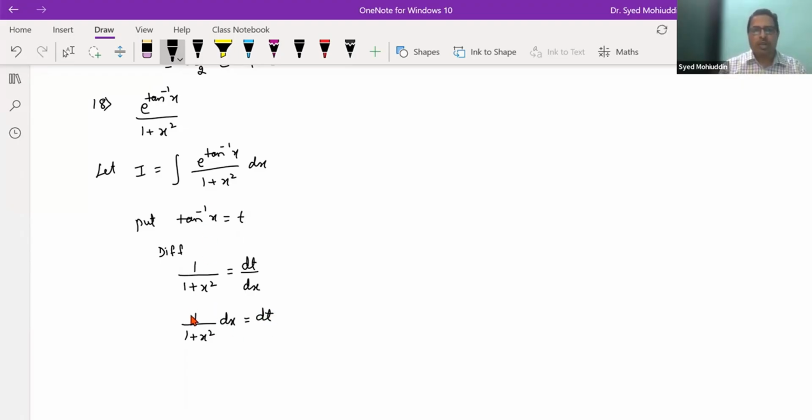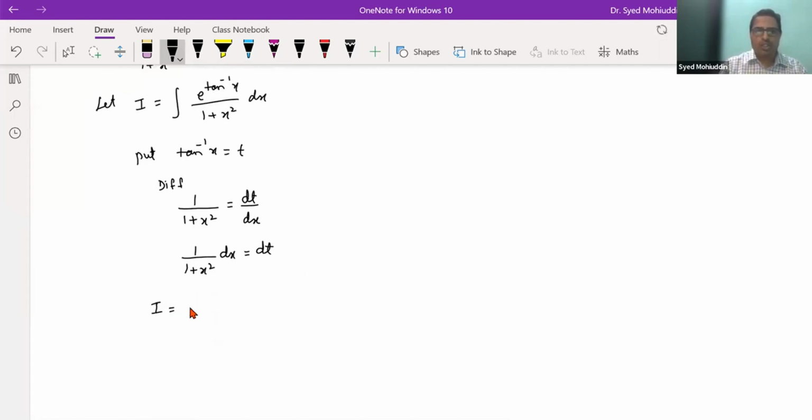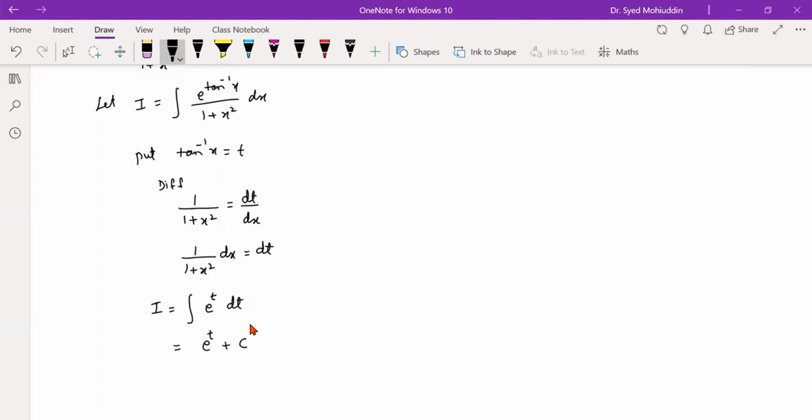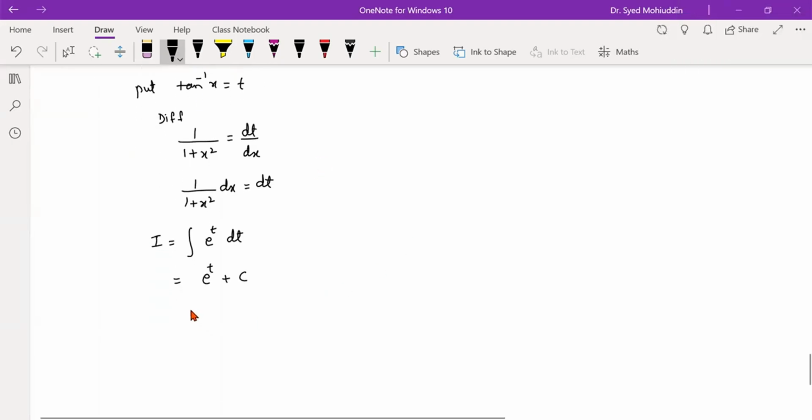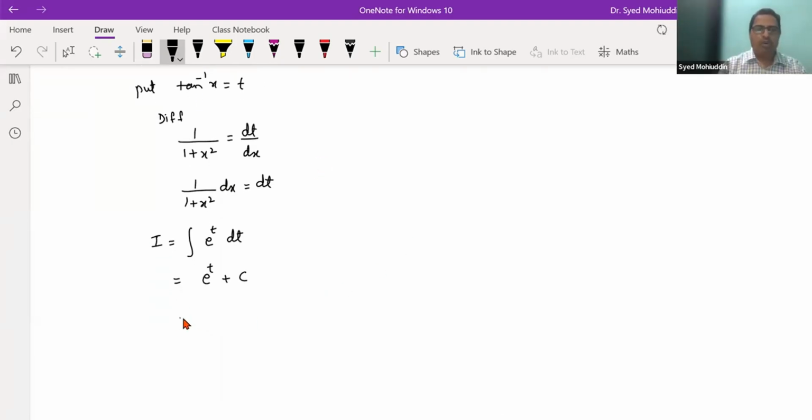So let us put this value back there in the given integral. You'll be getting I is equals to the integral of e power of tan inverse of x, which is t. Then you have 1 by 1 plus x square into dx, its value is dt. The integral of e power of t will be e power of t, plus the constant of integration c. But what is the value of t we have taken? Tan inverse of x. So you'll just be getting e power of tan inverse of x plus the constant of integration c. That is the required solution.